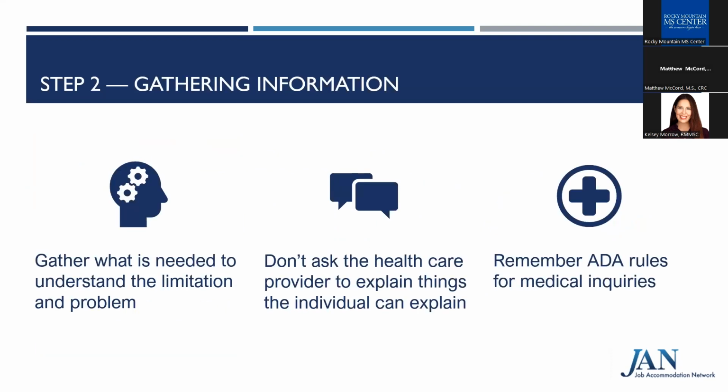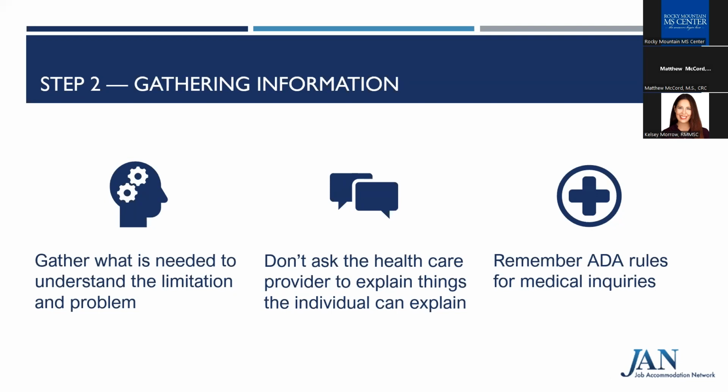Okay, on to step 2. After the request has been made, now is the time to gather relevant information like medical documentation. Keep in mind, if the disability and need for accommodation is obvious to the employer, then medical documentation should not be gathered. For example, an employee who uses a wheelchair and is requesting a ramp to get into the building, that would be an obvious request, and we shouldn't halt the process to gather medical documentation on something obvious like that.